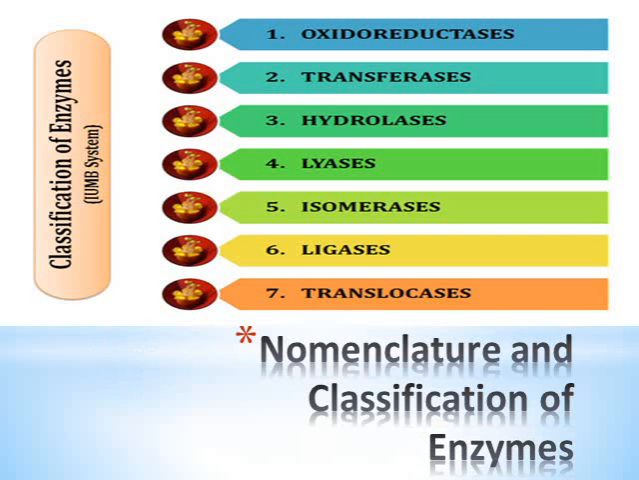Nomenclature and classification of enzymes. Nomenclature means giving name. Here enzymes are given names on the basis of the substrate on which they act. For example, protease, sucrase, nuclease, lipase, etc., which break up proteins, sucrose, nucleic acid, lipids respectively. The enzymes can be named according to the type of function they perform. Example, dehydrogenase means to remove hydrogen.